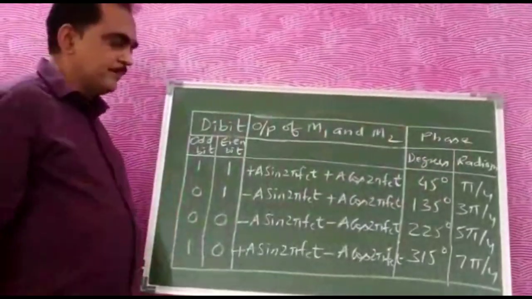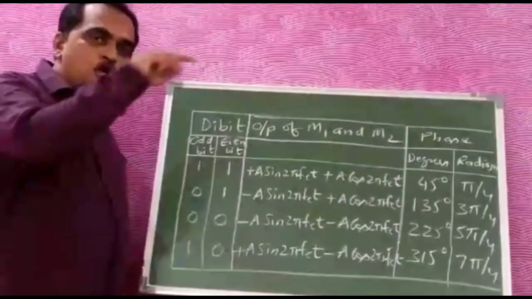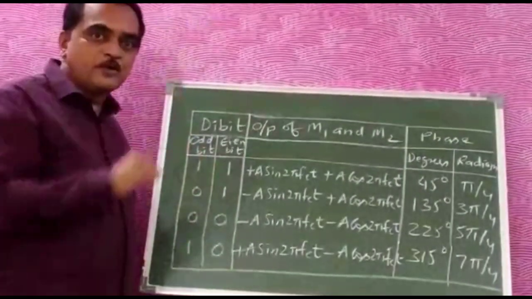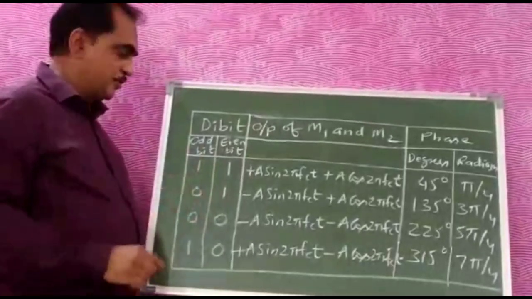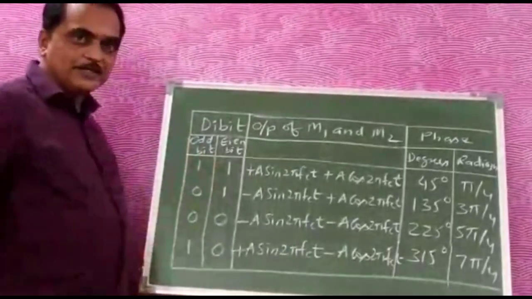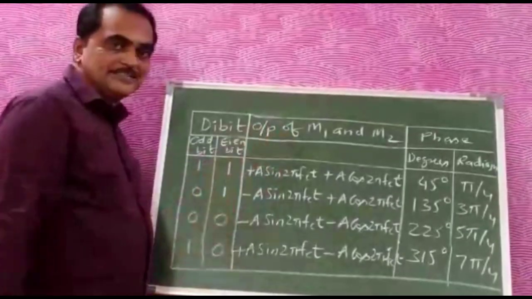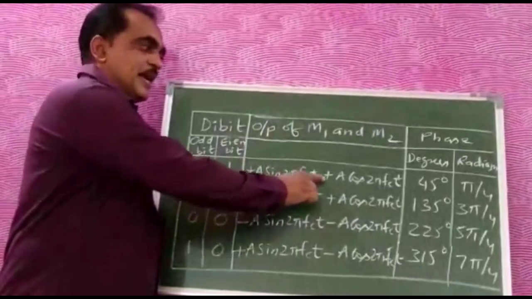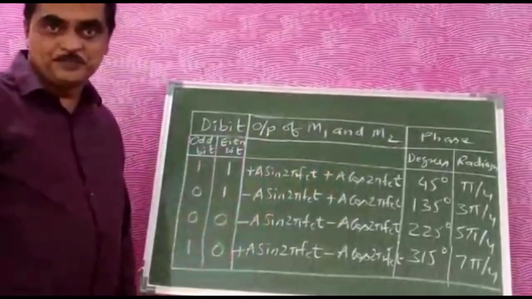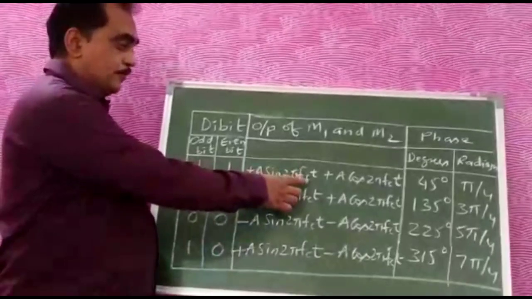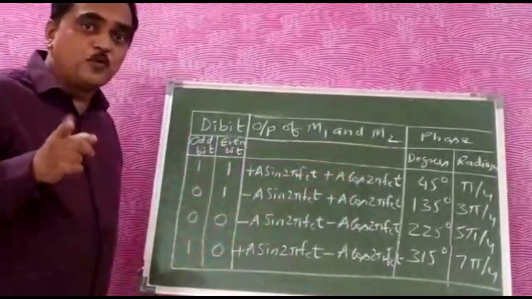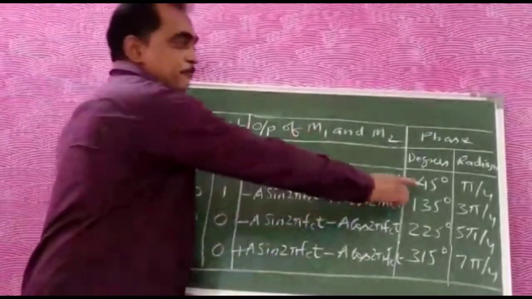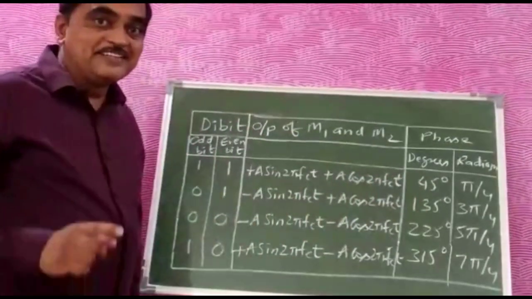So say initially, the pair of bits for the odd channel and the even channel is 1, 1: one is going to the odd channel on top and one is going to the even channel down. If it is 1, 1, the output of modulators M1 and M2 will be plus A sin 2 pi fct and plus A cos 2 pi fct. So whenever 1 is coming, it is plus. This combination will give you a phase shift of 45 degrees, that is, in radians, pi by 4.